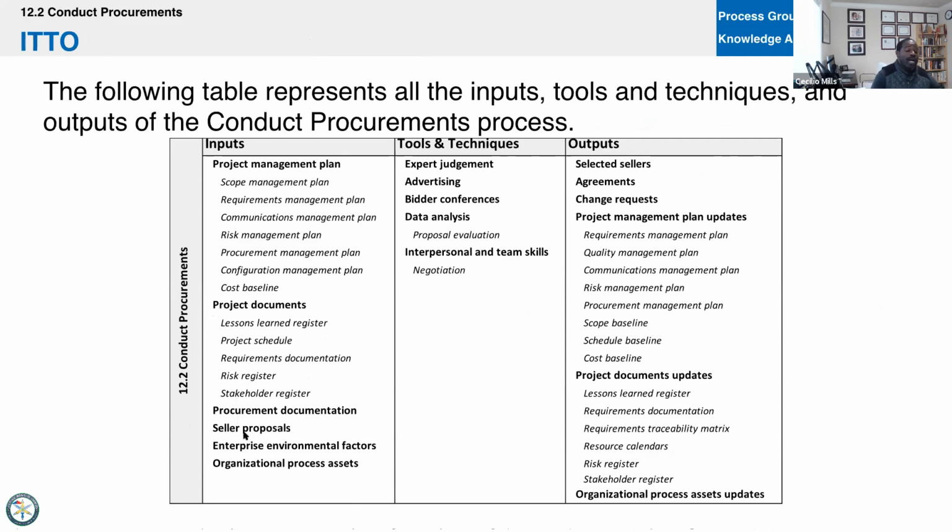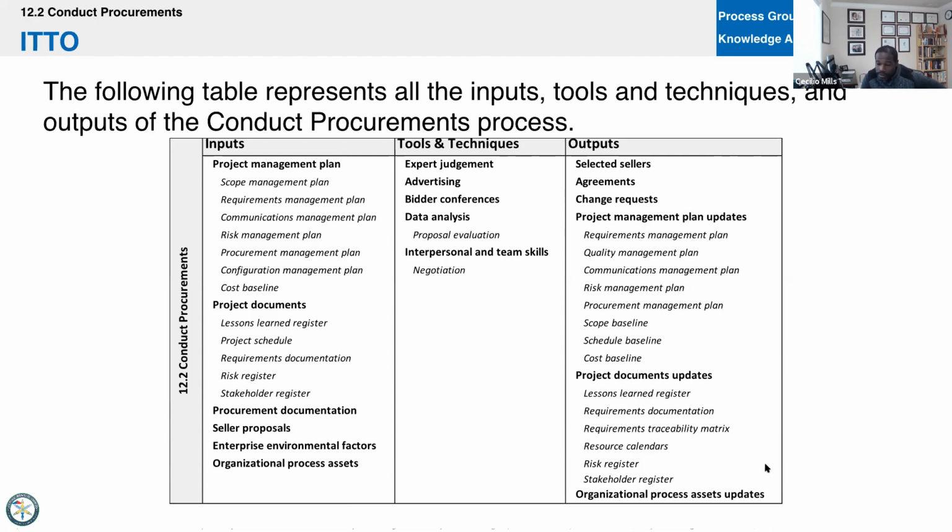This is a brand new document that you would only see in execution because you've got to get these from the people who want to do work for you. EFs and OPAs. We'll take those into account when we're buying because we still have to take into account things like taxes and exchange rates, and are we buying online or are we buying across state lines, etc. Tools and techniques. We're going to talk about bidder conferences, proposal evaluation techniques, and then the outputs. We'll select the seller, and then we'll award a contract. We may request change. We may update our approach. We see that in the plan updates. We may update our documents.